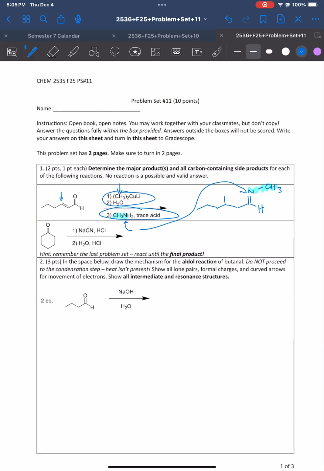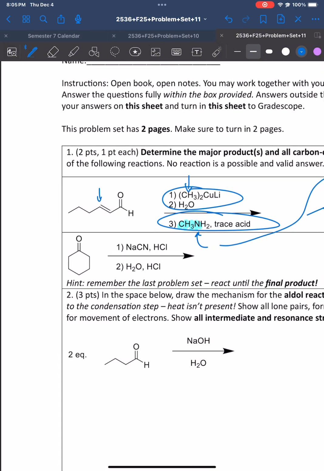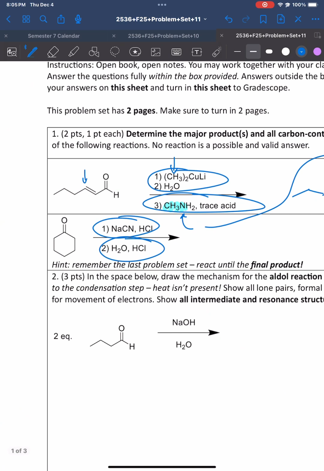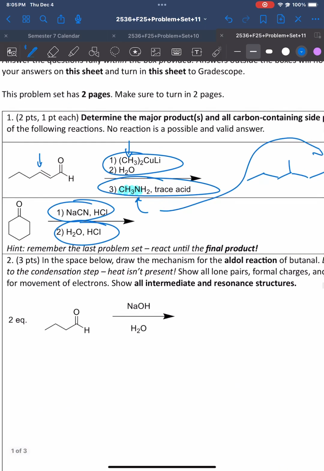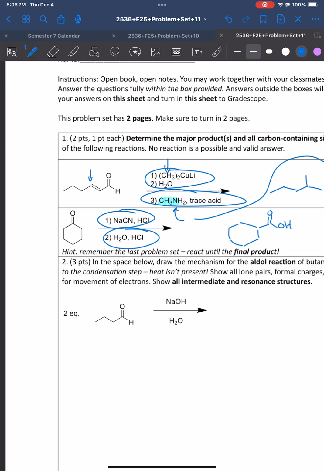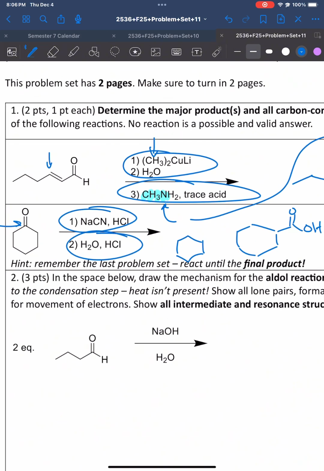So the next problem is giving us this cyclohexane with a ketone, and it's having us add this NaCN as well as HCl. So the first step in this case is to recognize that hint, remember the last problem set, react until the final product. In this case, the final product is actually going to be this cyclohexane with this carboxylic acid. The intermediate step here is that on this carbon right here, it's going to form something like this where there is a nitrile group here and this group right here.